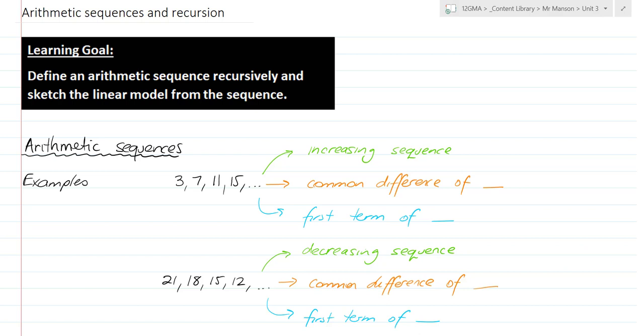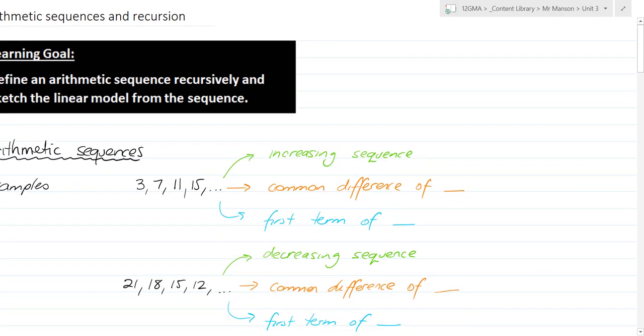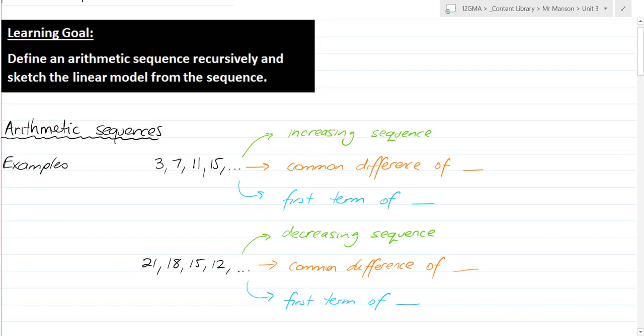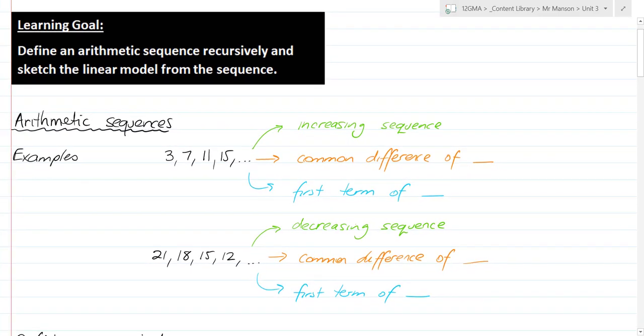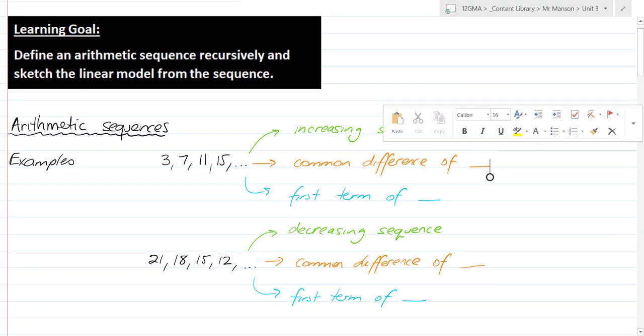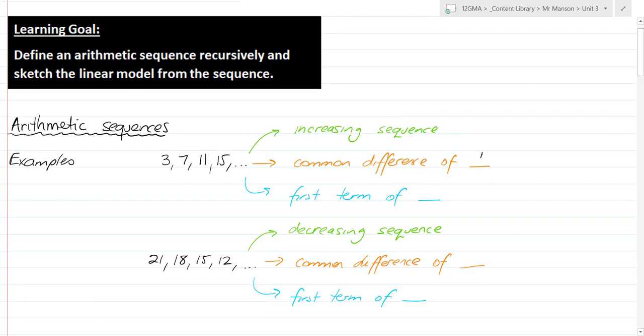So let's talk about arithmetic sequences and a couple of things here in colour and my examples. My first example is the arithmetic sequence 3, 7, 11, 15. This is an arithmetic sequence because it has a common difference between subsequent terms. The first term is 3, the second term is 7. The common difference between those two terms is 4. This is called an increasing sequence. You can have decreasing sequences as well. And the first term is 3.